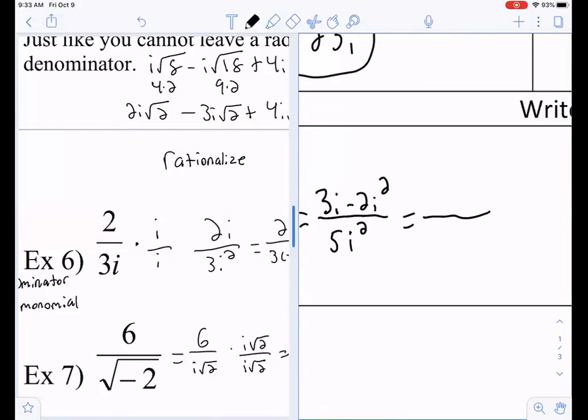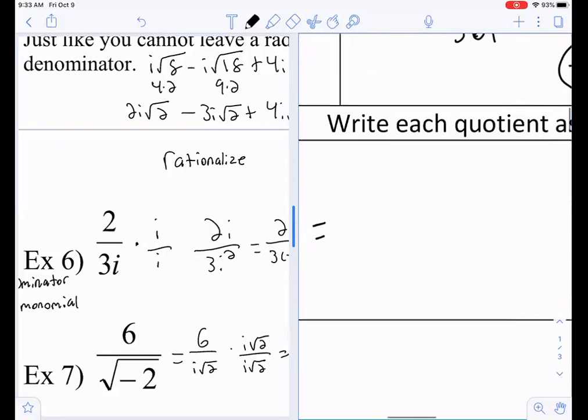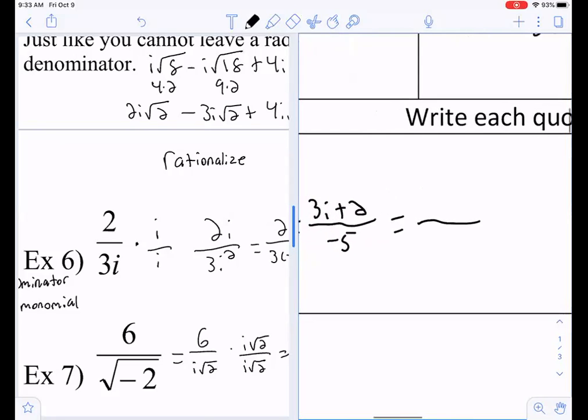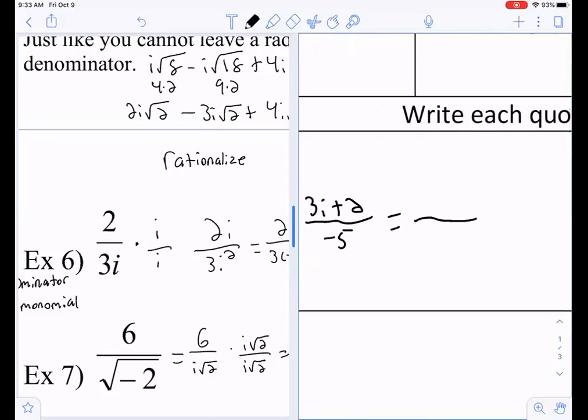Nothing changes with the 3i, so bring it over. Remember, this I squared disappears and changes that to a positive. This I squared changes it to a negative. Write another equal sign and another fraction bar. The negative doesn't belong on the bottom, so just put it right in front of your fraction bar. Nope, erase that. Erase your fraction bar too. Move your fraction bar just a little bit over, like right here.